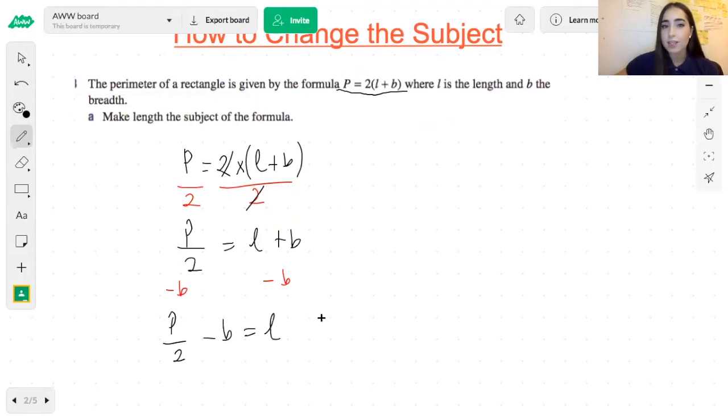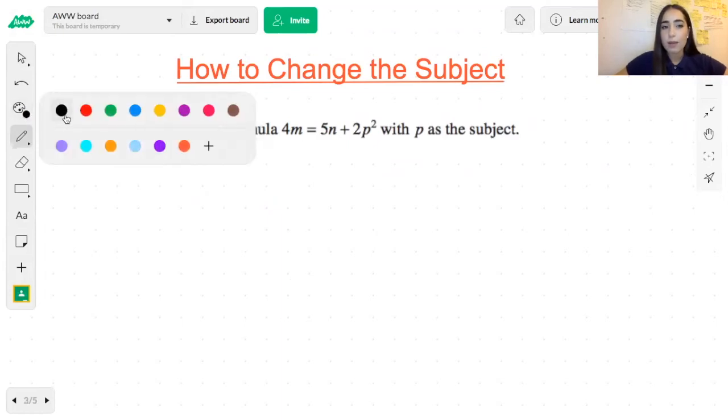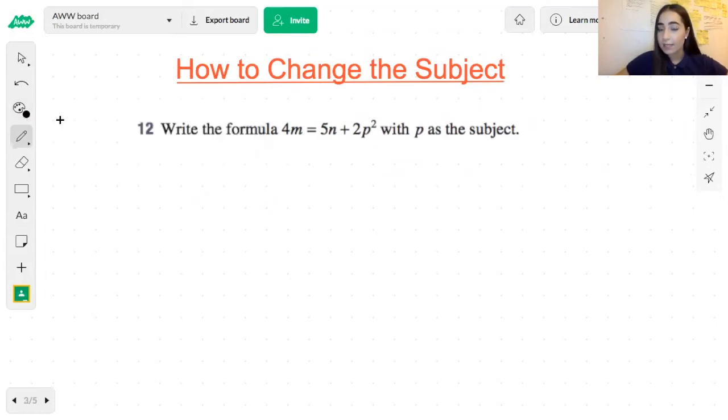And there's the equation with L as the subject. Okay, let's look at this next example. What about when things are being squared, like in this instance? So we have 4m equals 5n plus 2p squared, and we want to make p the subject.